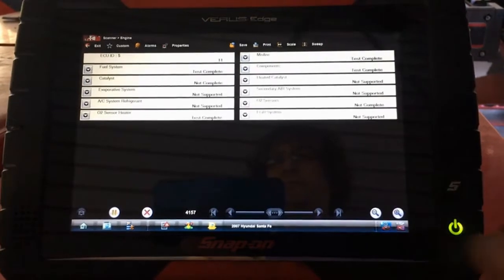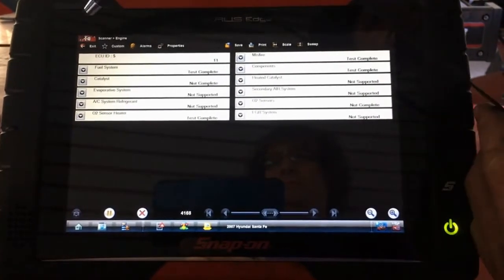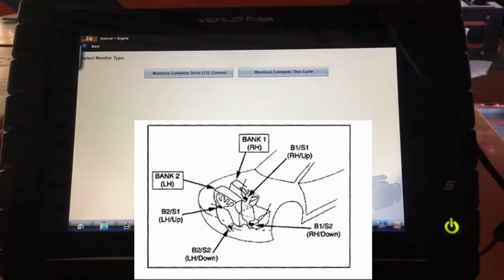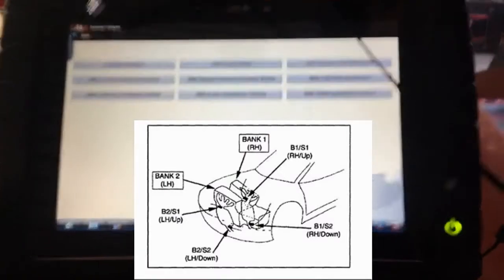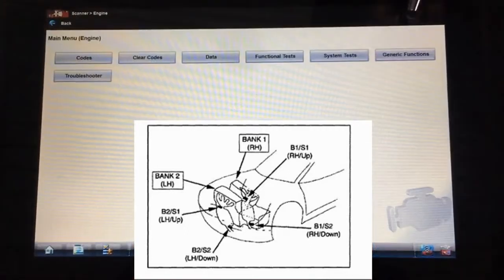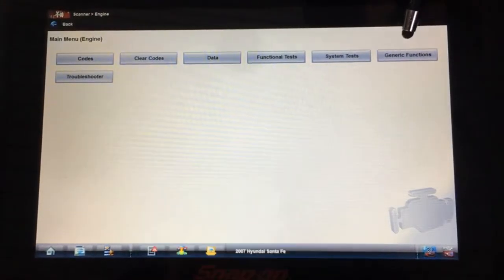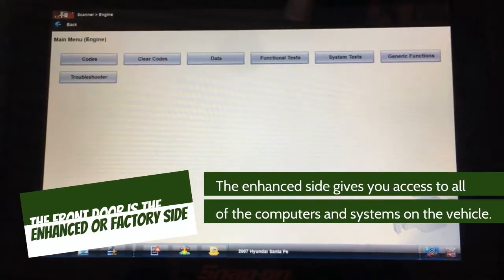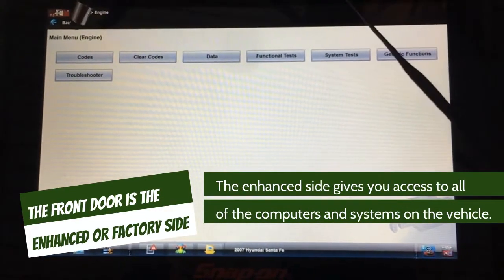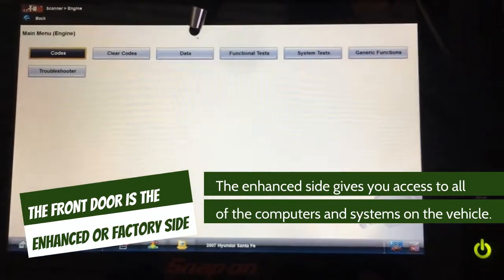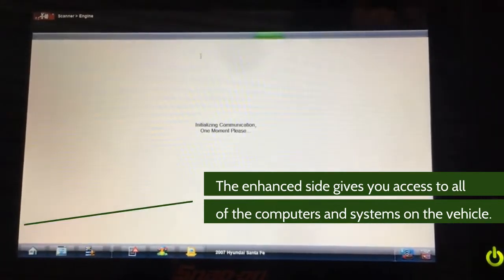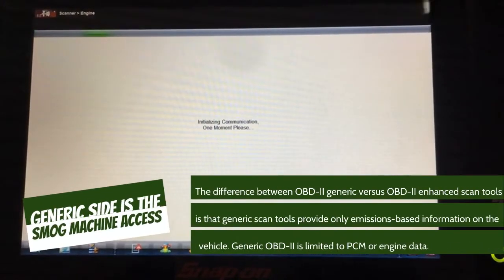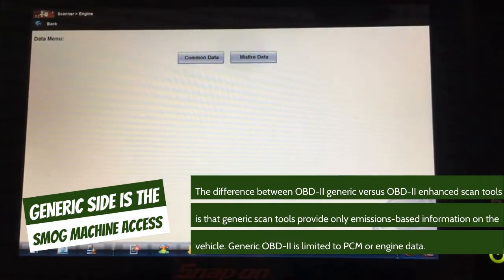So we're back at our scanner now, and we're going to monitor our O2 sensors. So I'm going to hit exit and hit exit. We already did our monitors. This is the generic function. Generic function over here is the back door going into the car computer. The front door would be everything else you see here, okay? Codes, clear codes, data. We want to go to data because we want to look at it from the manufacturer side, the front door side. Generic side is the way you enter when you smog a car.